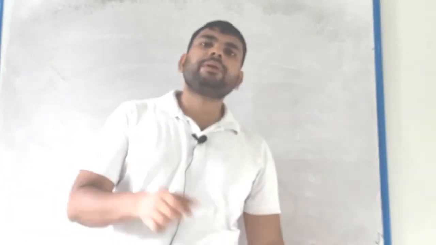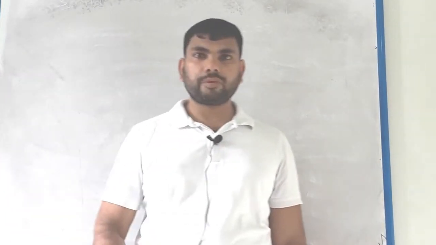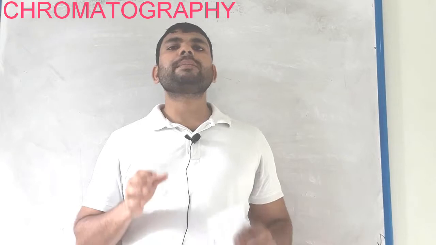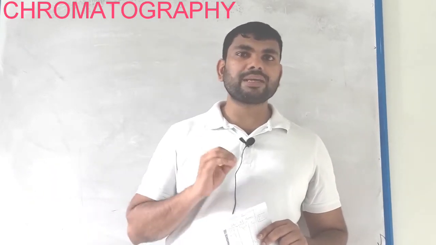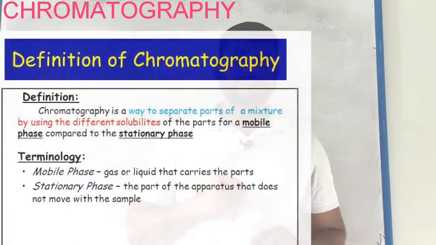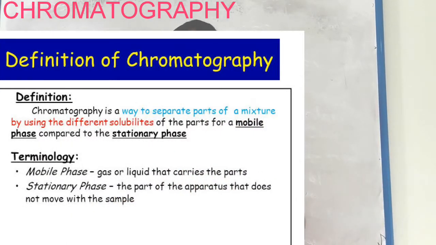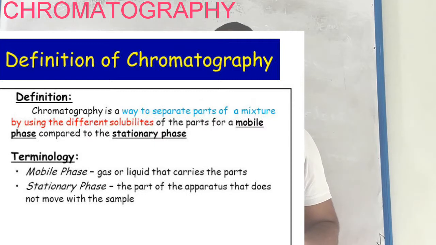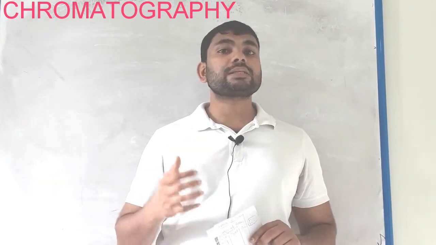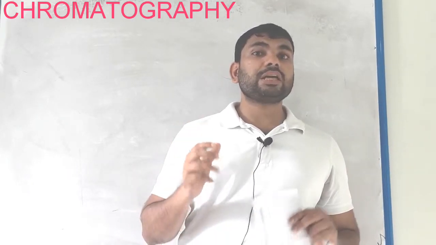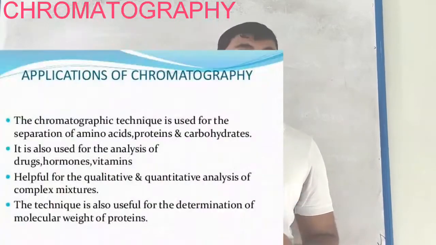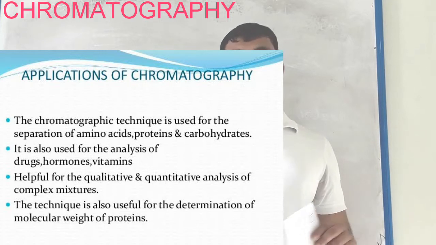Hi, in this video we are going to discuss chromatography. Chromatography is a method of separation of colored substances. Colored substances we can separate with the help of chromatography. The main applications of chromatography help to analyze protein and carbohydrate. Also it helps to check the purity of food and drugs, etc.